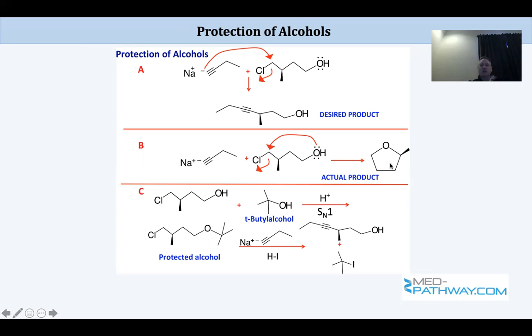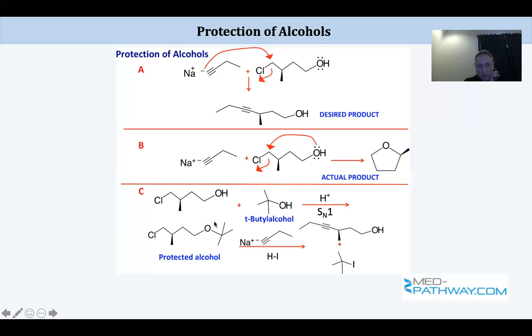So how do you protect it? If you modify this alcohol and eliminate the prospect of it reacting with itself, you can have your desired product. So here's what you can do. You take your alcohol and react it with t-butyl alcohol under SN1 conditions. Under SN1 conditions, you'll make a tertiary carbocation that will be reacted with this alcohol, and then you make an ether product here. So this is the carbocation, this is the electrophile, and this oxygen becomes the nucleophile.